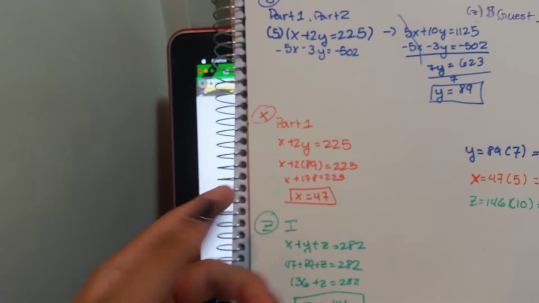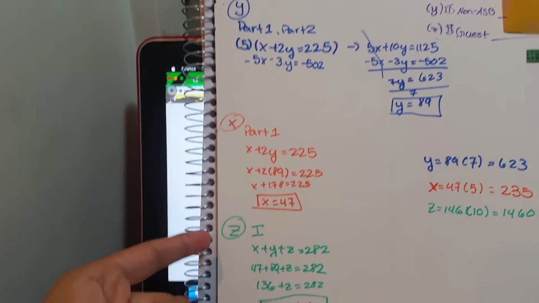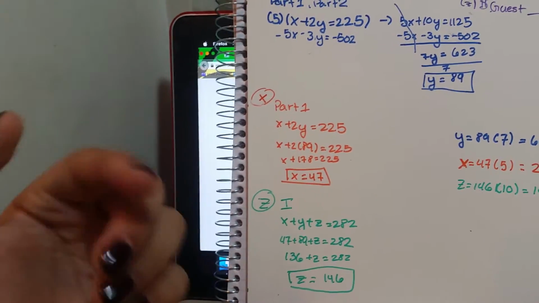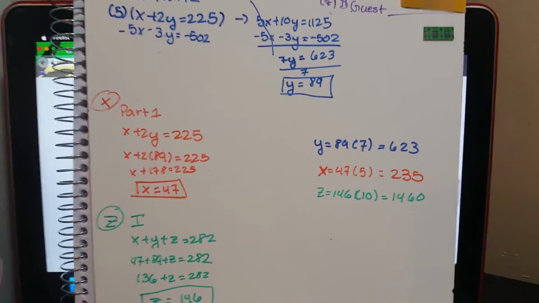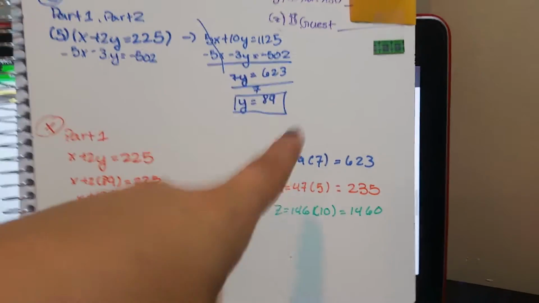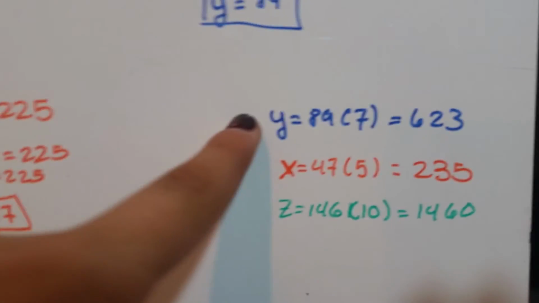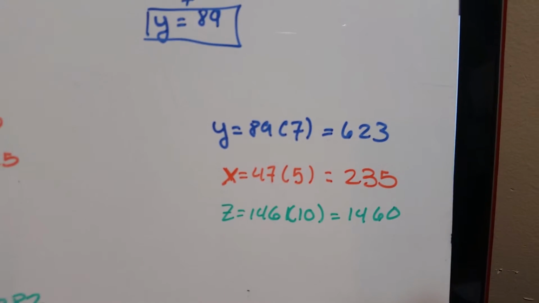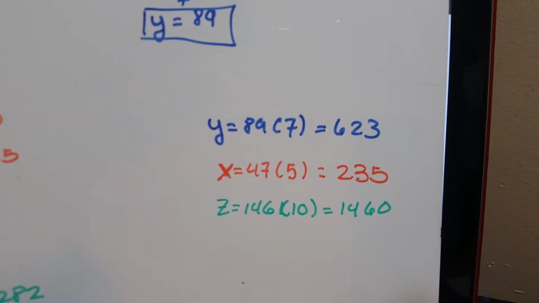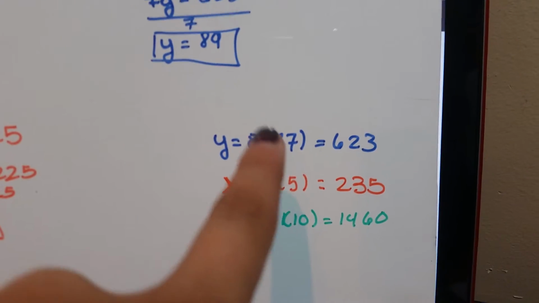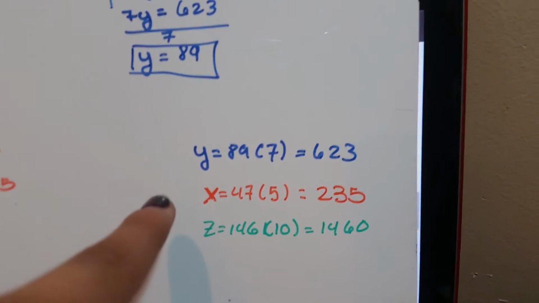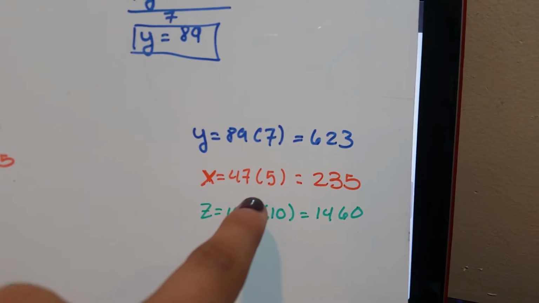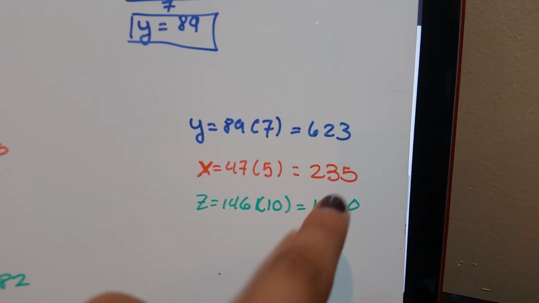Now that you have x, y, and z figured out, we have to find out how much profit all of them came in. So we have y is equal to 89. We know y is students without ASB. So each ticket sold for $7. So you take 89 times 7 is 623. X is with ASB. So 147 times 5, because that's how much ASB tickets are sold for, is 235.